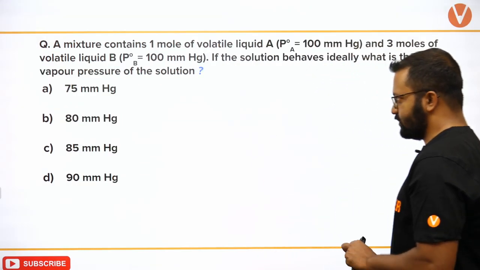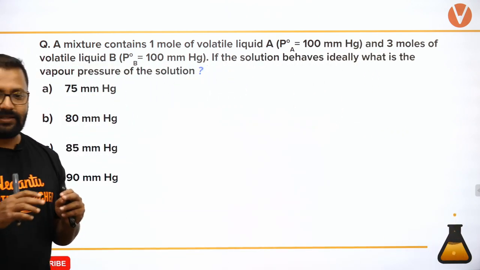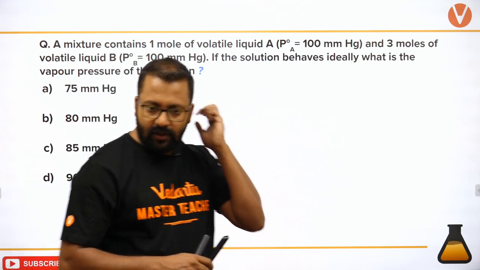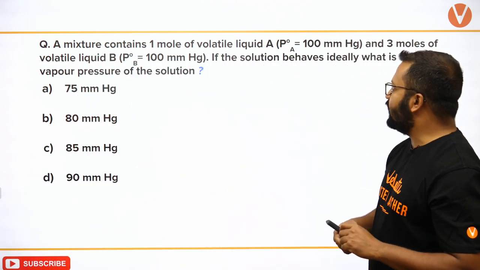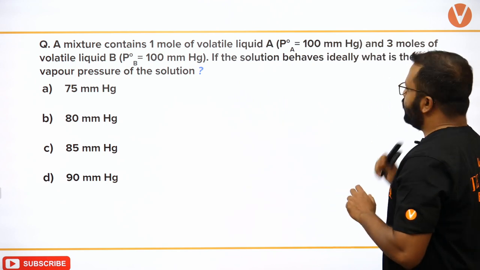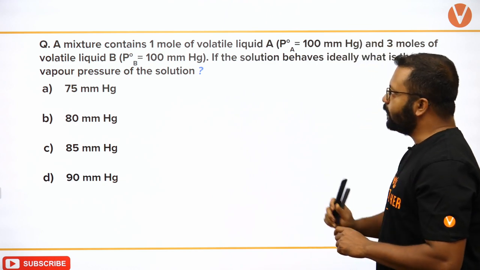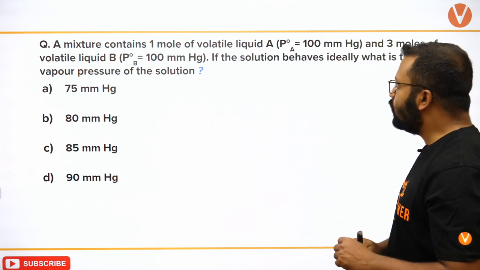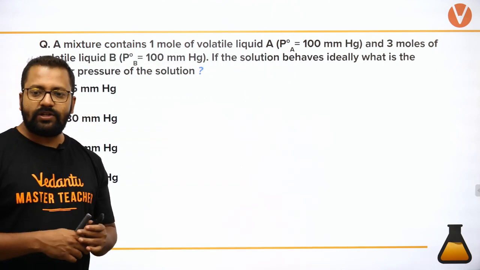The next question is this. Okay. This is a very easy question. Very, very easy question. A mixture contains 1 mole of volatile liquid A and 3 moles of volatile liquid B. If the solution behaves ideally, what is the vapor pressure of the solution? Very simple question. Just look at the question.